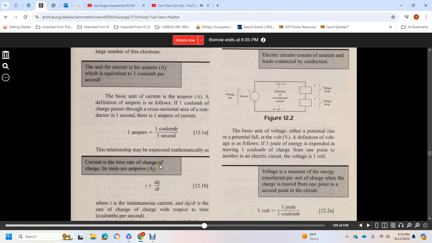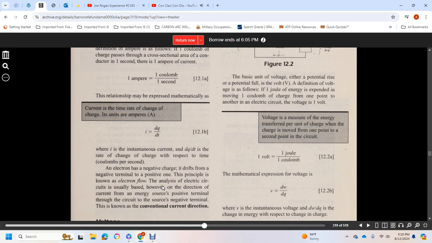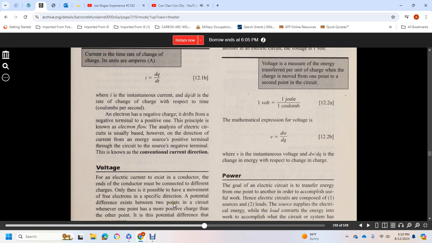Current is the time rate of change of charge, with units of amperes. Instantaneous current is i = dq/dt, the change of charge with respect to time, in coulombs per second. Electrons, with negative charge, drift away from the negative terminal toward the positive one. The analysis of electric circuits is usually based on the direction of current from the positive terminal of the energy source through the circuit to the negative terminal of the source, known as the conventional current direction.